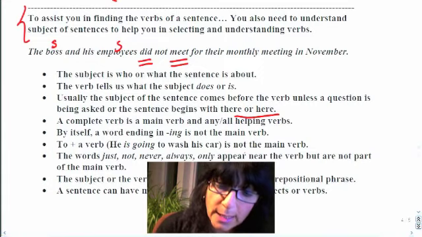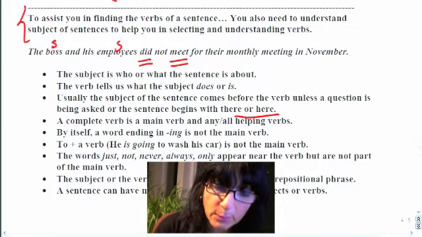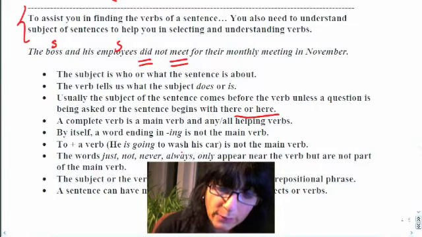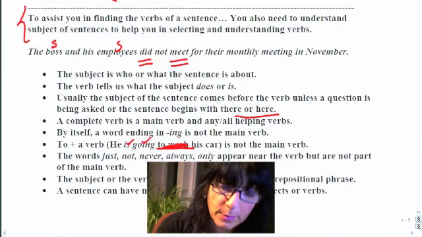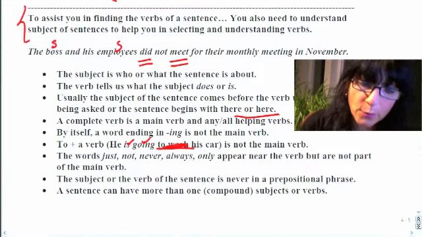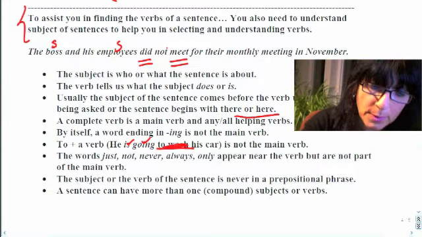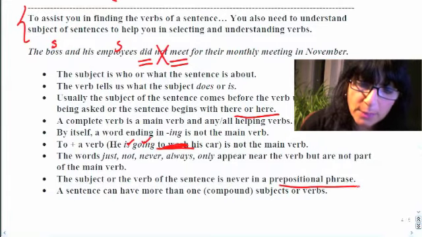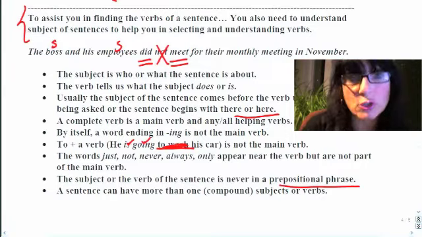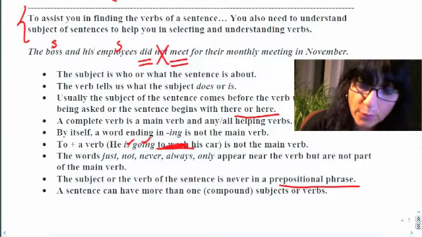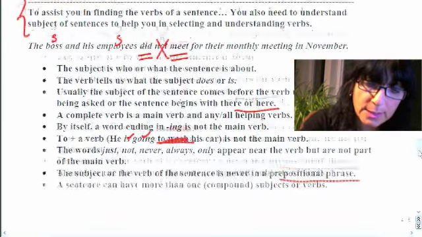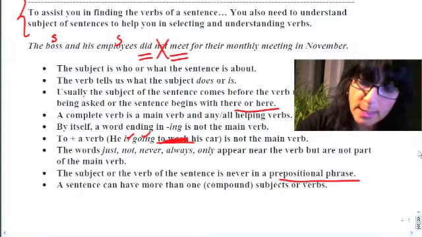By itself, a word ending in ing is never a main verb. To plus a verb is not the main verb, and we mentioned that earlier. So if you said he is going to wash his car, to wash would not be the main verb. It would be is going, would be the verb here. The words just, not, never, always, only appear near the verb, but they're not part of the main verb. So look at this example. They did not meet. That's not part of the verb. The subject to the verb of the sentence is never in a prepositional phrase, and a sentence can have more than one subject or more than one verb. In this example, it has two subjects, boss and employees.